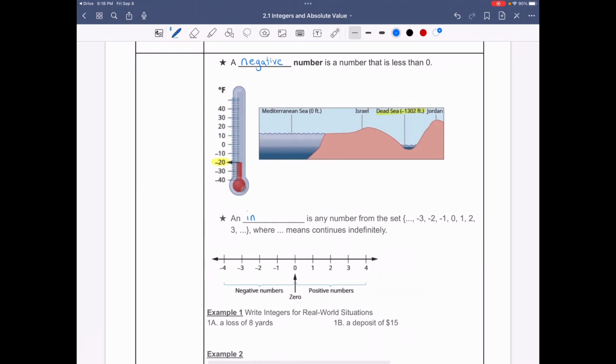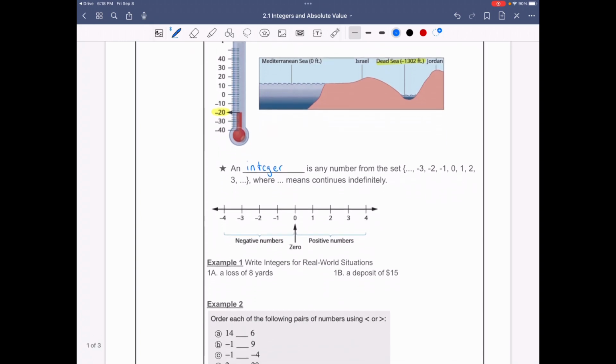An integer is any number from the set ... negative 3, negative 2, negative 1, 0, 1, 2, 3, where ... means continues indefinitely. So basically from negative infinity to positive infinity. But an integer is a whole number and their opposites, including 0. Okay, you can see that on this number line. We have negative numbers, 0, and we have positive numbers. Those are the integers.